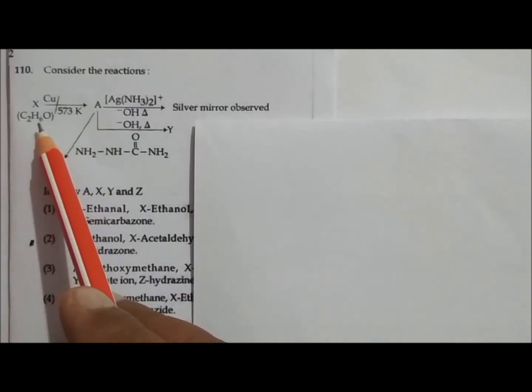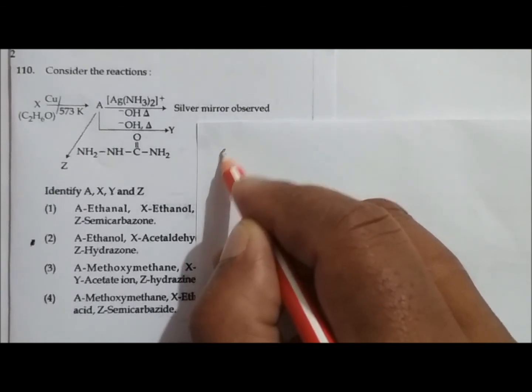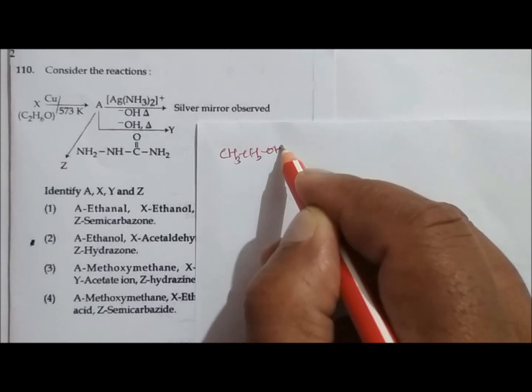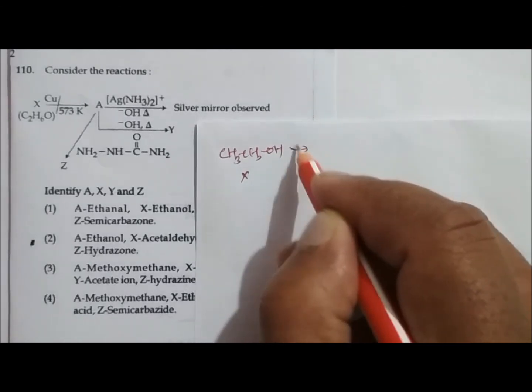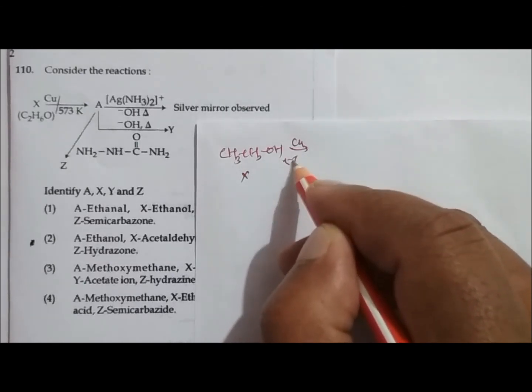Consider the reactions. So let us see. This is C2H6O. So C2H6O is the compound. We can say this is ethanol. So we can write here CH3CH2OH. This is ethanol. Ethanol is our X compound, and in presence of copper at 573 Kelvin, this is the reaction.